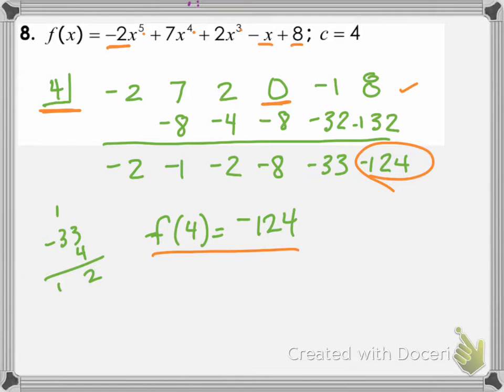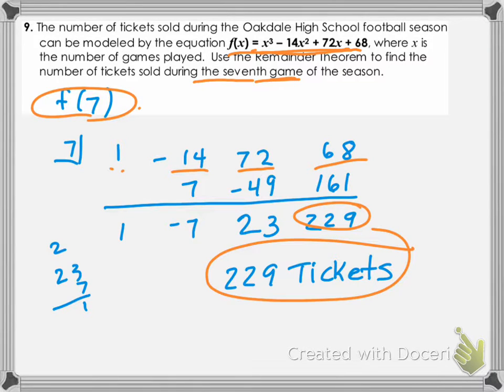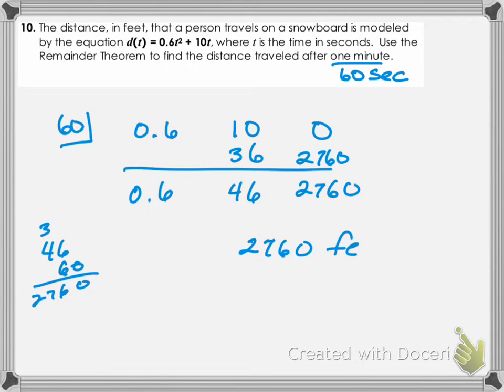All right, and we're going to go to word problems now, but it's the same thing. It's just going, hey, here's a function for the number of tickets sold during each game, where X is the number of the game. And so they want to know how many tickets were sold during the 7th game. And so you're really looking for f of 7. And here's the function. And so we just use synthetic division again because it's going to be faster. 1, -14, +72, +68. And you see, you should get 229 tickets.